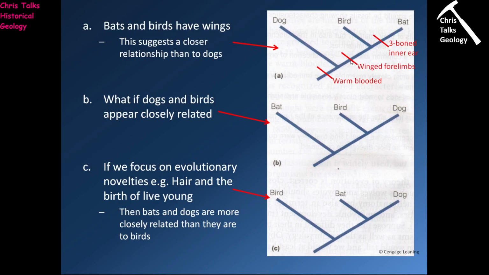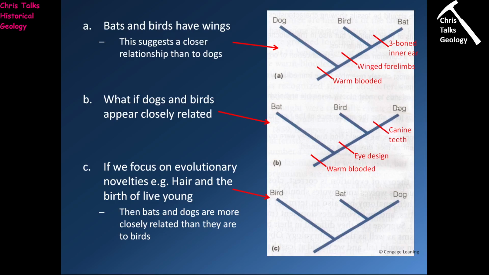Birds and bats do, so they're going to continue along. Then, of course, we have the 3-boned inner ear. Bats, as mammals, will have a 3-boned inner ear. Birds do not. So, what if dogs and birds appear more closely related? So once again, we start off with warm-blooded. Next is eye design. Bats have a very distinct eye design which separates them from birds and dogs. That's going to allow us to separate bats off along one lineage, whilst birds and dogs continue.